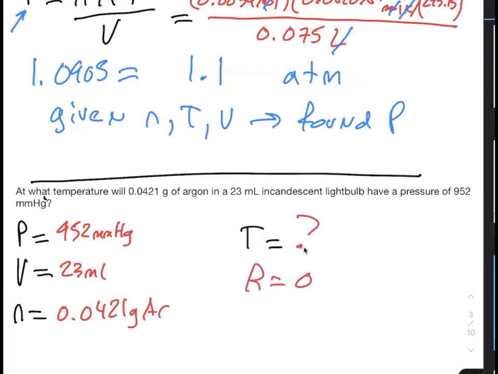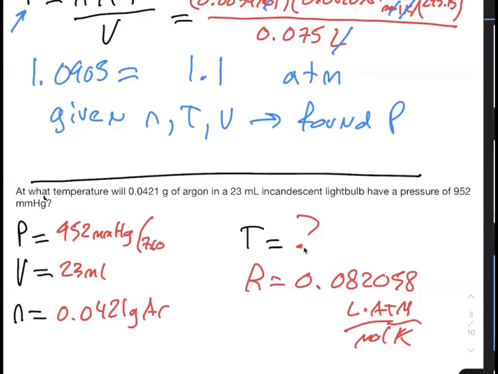Remember, R is still 0.082058 liters atmospheres over moles Kelvin. So I need to change all these units. If you remember from before, there's 760 millimeters of mercury in 1 atm. That gives 0.989 atmospheres. Then just divide the milliliters by 1,000 and I get 0.023 liters.